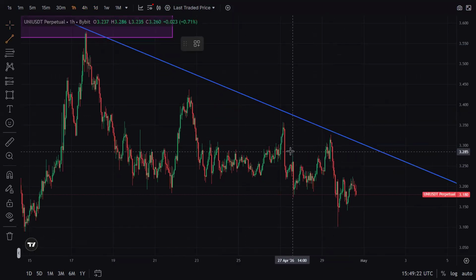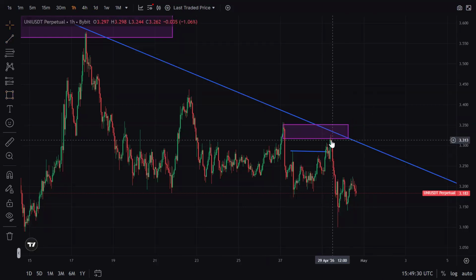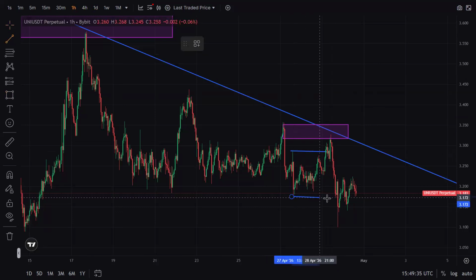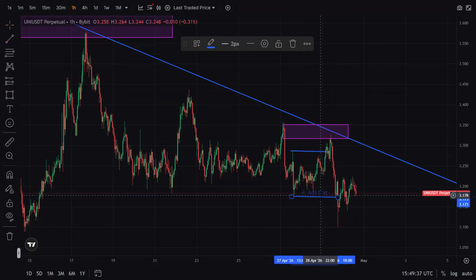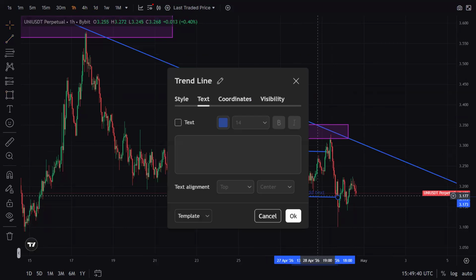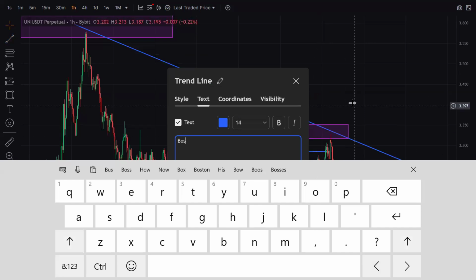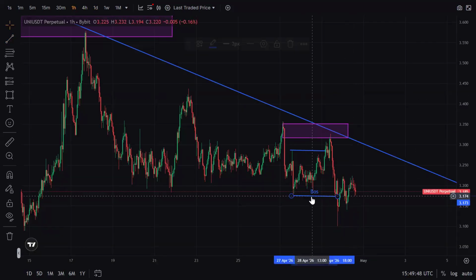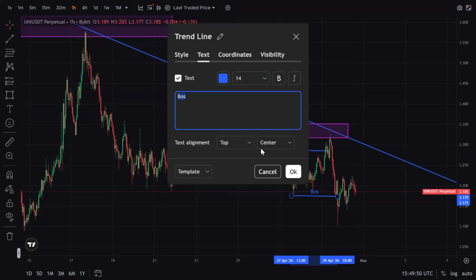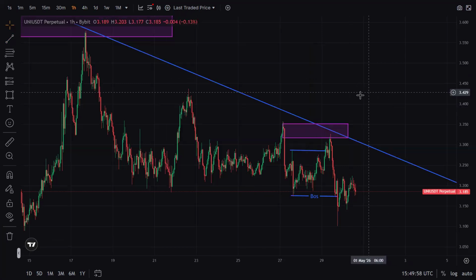Now, look at this inducement taken out. That's giving us price mitigated successfully. We broke structure again. You can see this. So we're going to call this BOS. So I'm calling that our BOS. Put in the middle, center is okay. And yes.